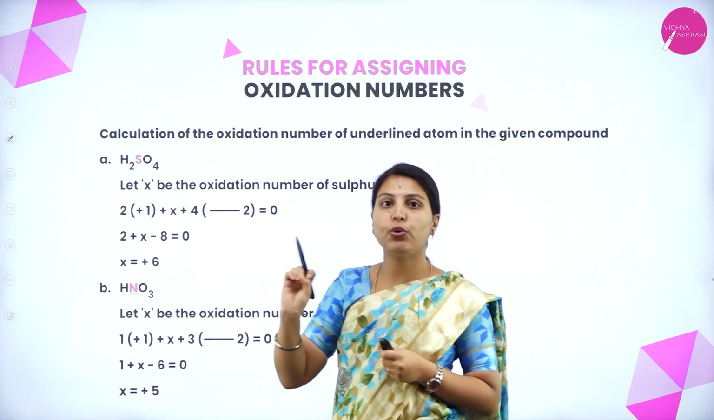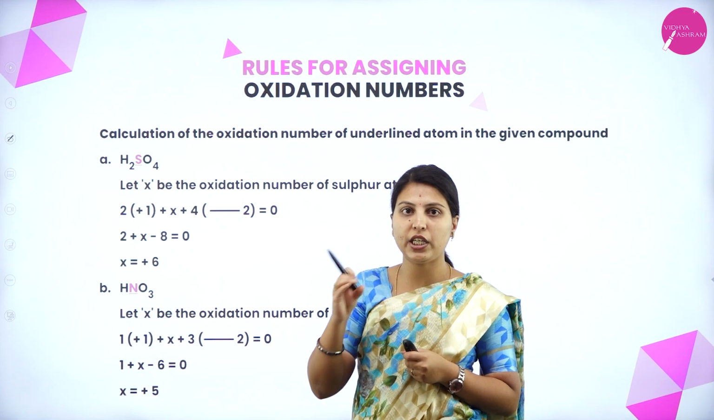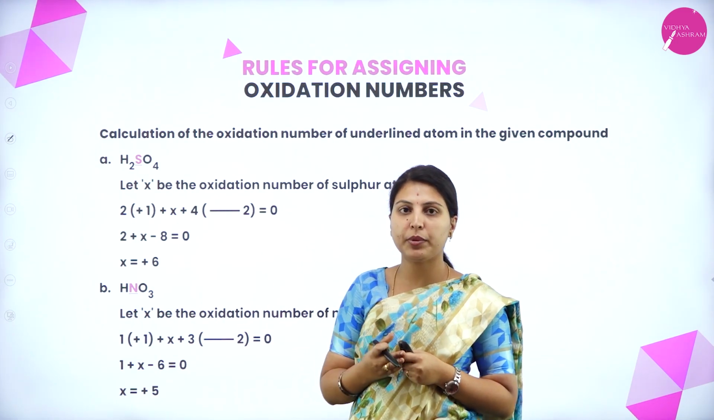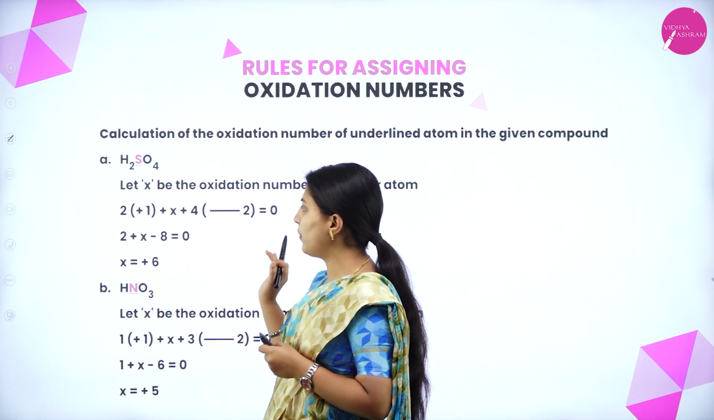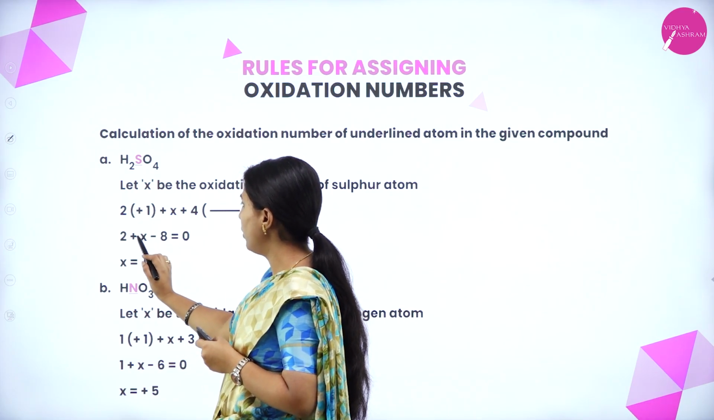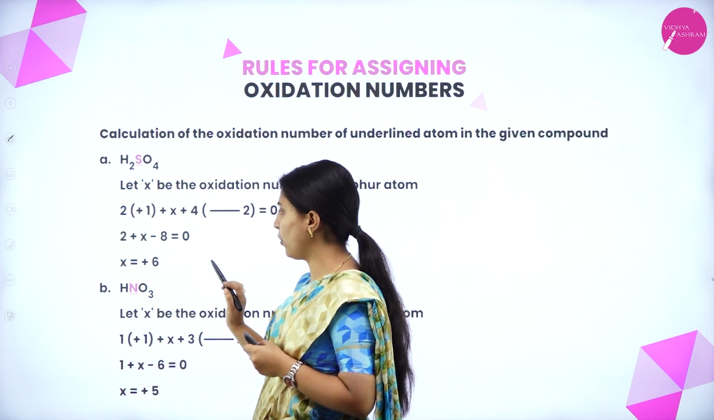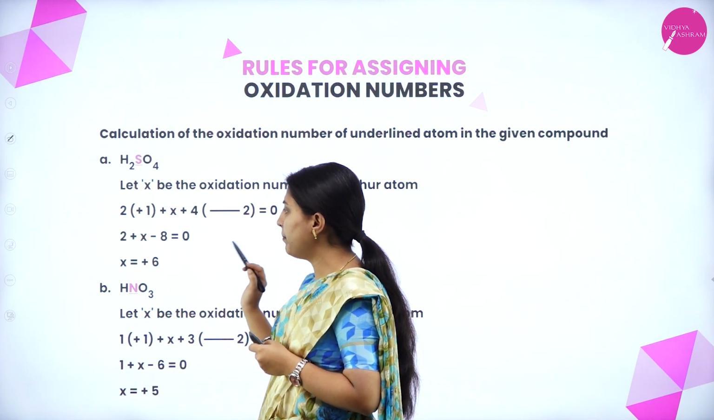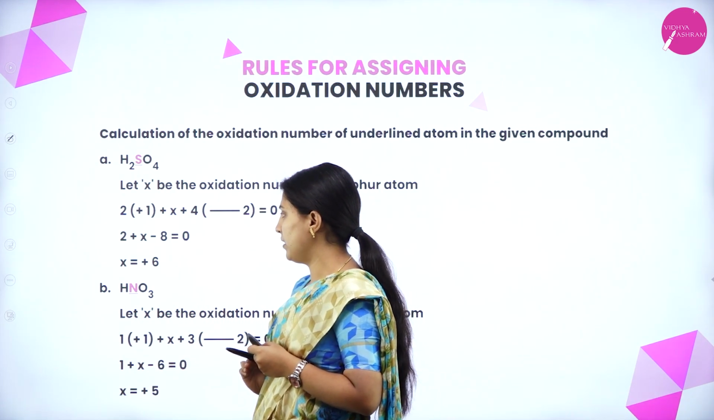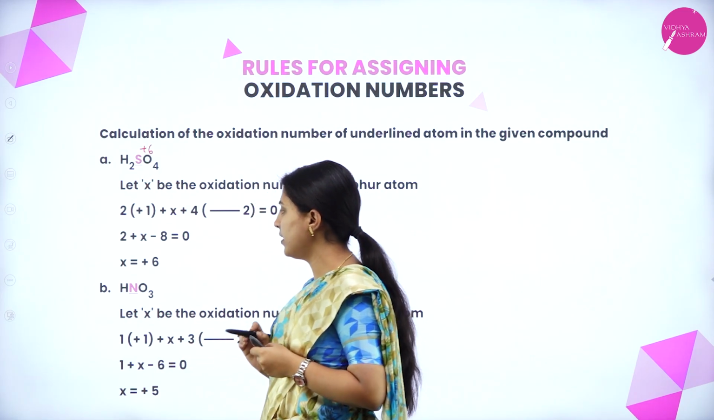This is the fifth rule of assigning oxidation numbers, that the algebraic sum will be equivalent to 0. That's why we are representing it like this, and you have to calculate. 2 into 1, 2, plus x, minus 4 twos are 8, minus 8 equals 0. So x equals 8 minus 2, which is 6. Plus 6 will be the answer. So the oxidation state is +6.